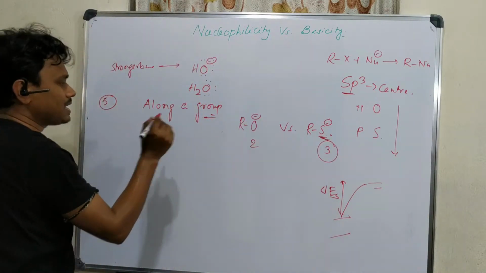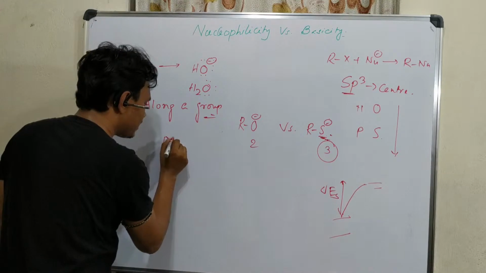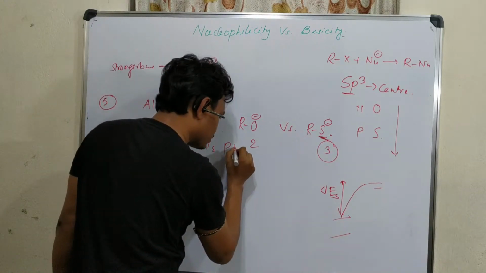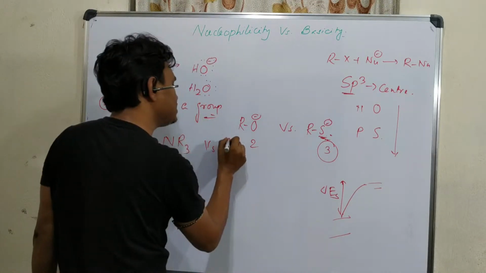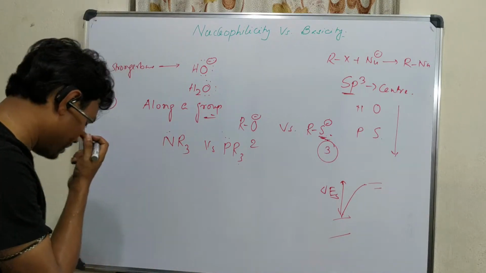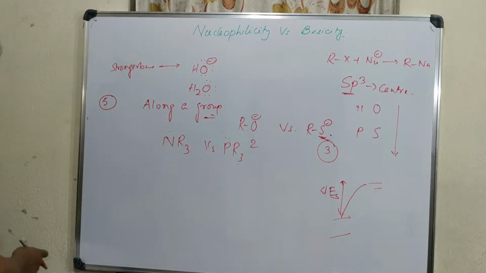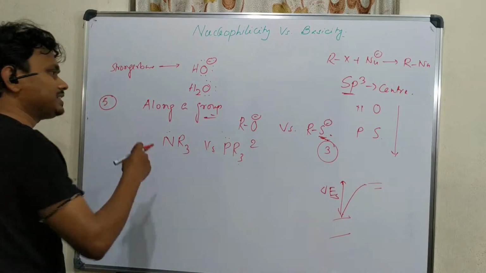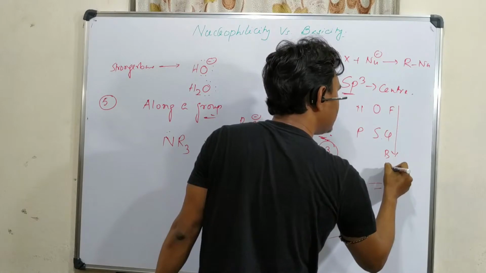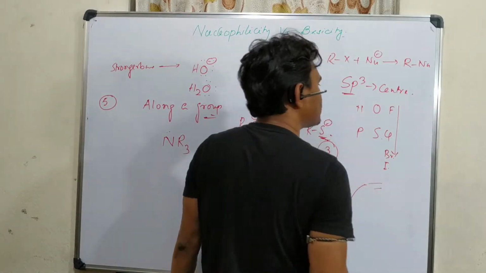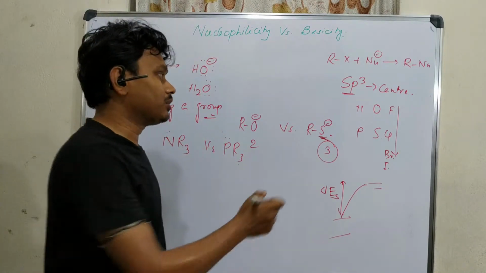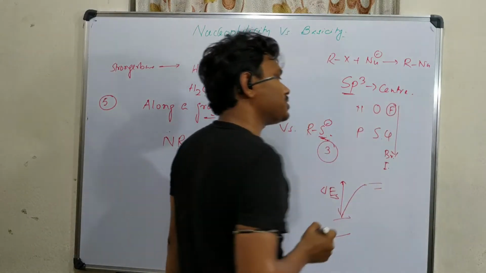The similar phenomenon is observed in case of amine versus phosphine. Phosphine is more nucleophilic because phosphorus is soft, centered due to its bulk size. Similarly, if we check fluorine, chlorine, bromine, iodine, the same phenomenon is observed. Fluorine sometimes shows some complex behavior, that's why I am not considering it. Fluorine will be a special example.